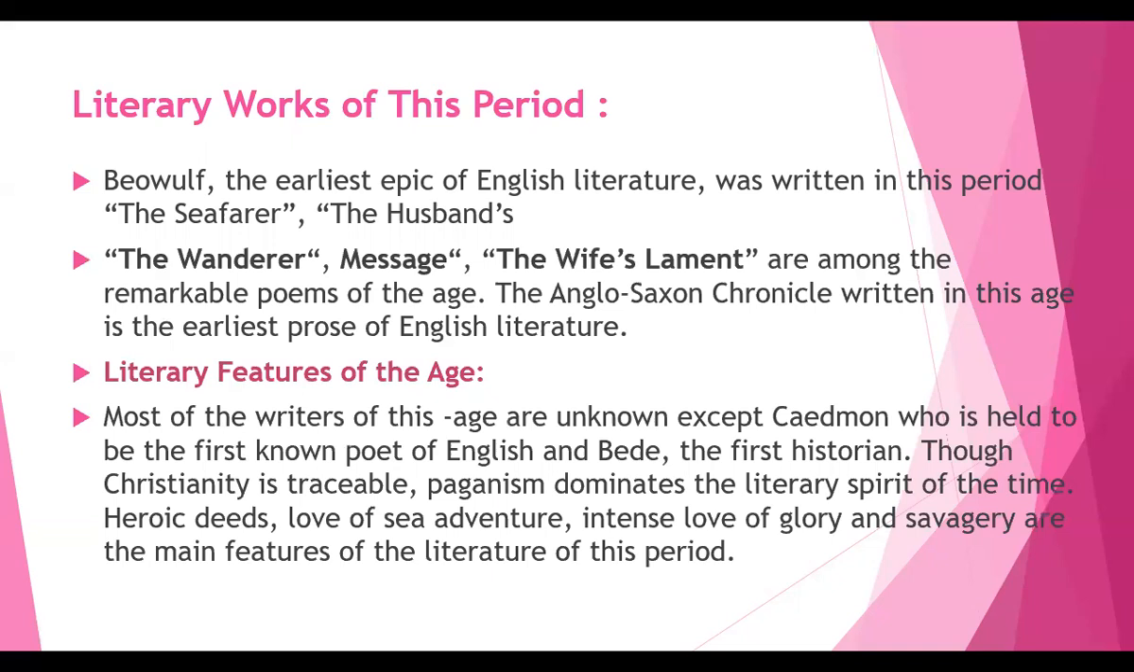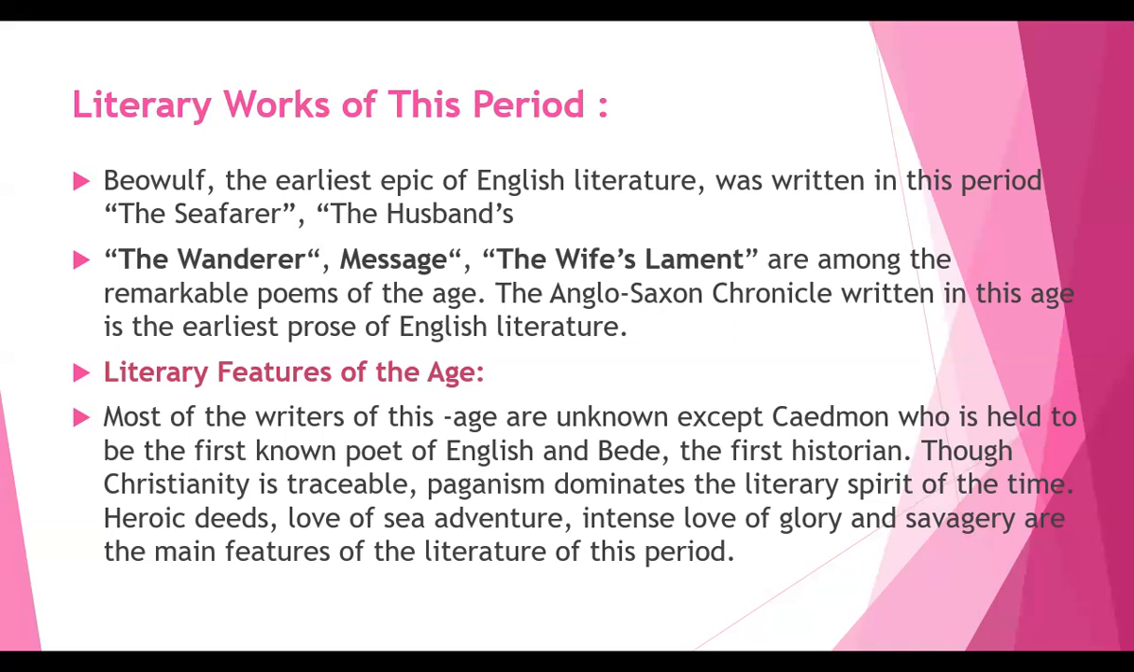So they are unknown. Most of the writers of that particular age are unknown because most of the time we went with the oral, and then written literature started. So people are not much aware about this literature. That is why most of the writers' names were unknown. Only one writer was very familiar, Caedmon, who is held to be the best or the first known poet in English, and Bede, the first historian.